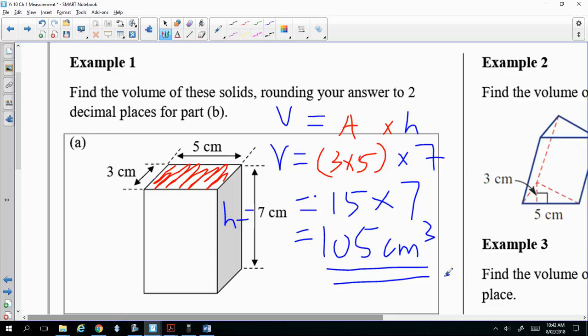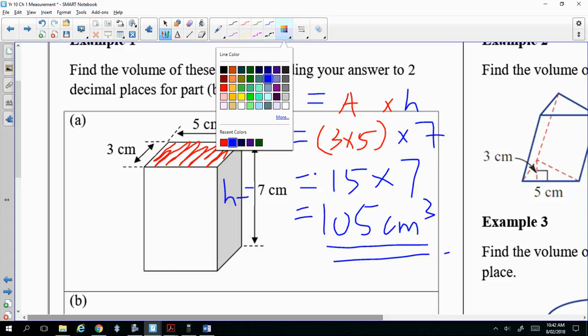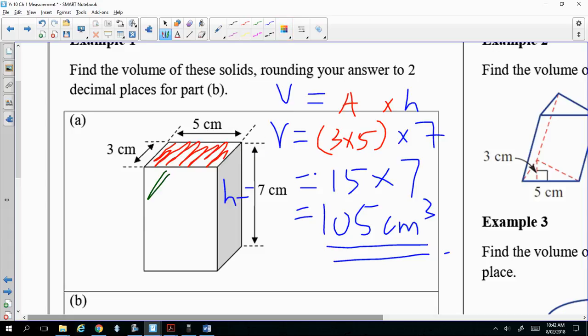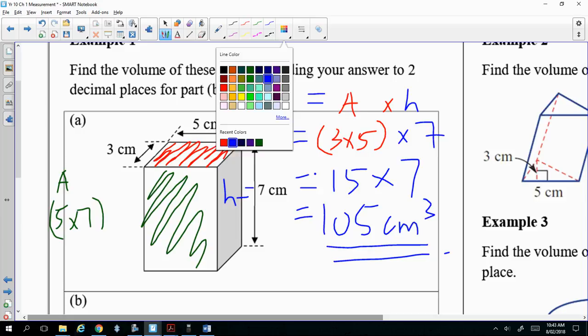Alright, so this is the volume of a rectangular prism. Now, what if I choose a different cross-section? Will I get the same answer? Yes, you do. Say you choose this as your cross-section, then your formula will just become 5 times 7, and then times by the height, which in this case will be 5.